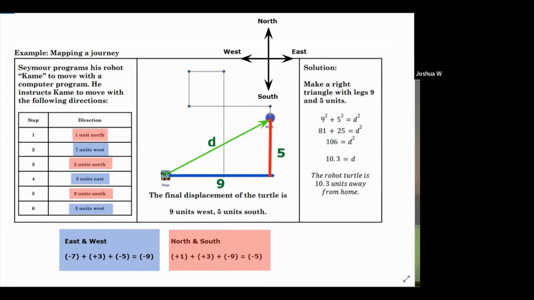But now we can set up a right triangle. We make a right triangle with legs 9 and 5 units, and 9 squared plus 5 squared is d squared, which means 106 is d squared, and the square root of that is approximately 10.3. Therefore, the robot turtle is 10.3 units away from home.